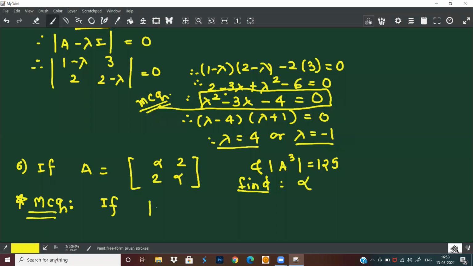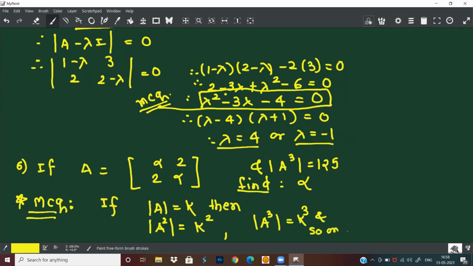If the value of the determinant of A is k, then the value of the determinant of A square, meaning A into A matrix, its determinant will be k square. Determinant of A cube will be k cube and so on. Do you follow that? You remember this note. It will come in use, it's a shortcut.